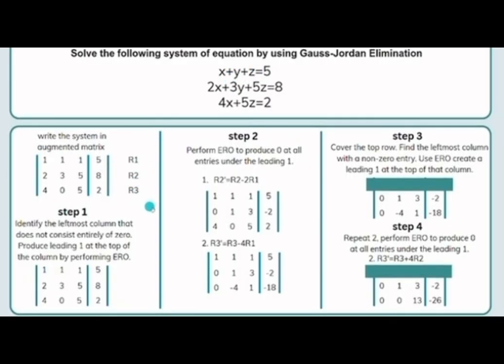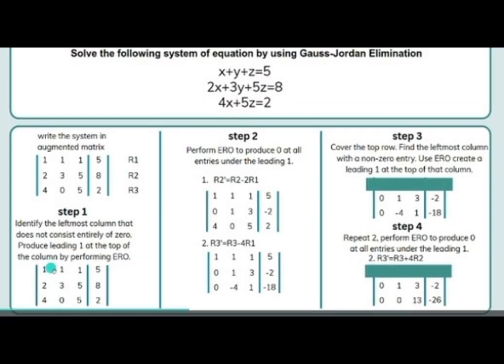So the first step is to identify the leftmost column. So here is our leftmost column. This column does not consist of any zero, and we need to produce a leading one using ERO. As we can see, our first non-zero entry in the column is already a leading one. So step 1 is complete.